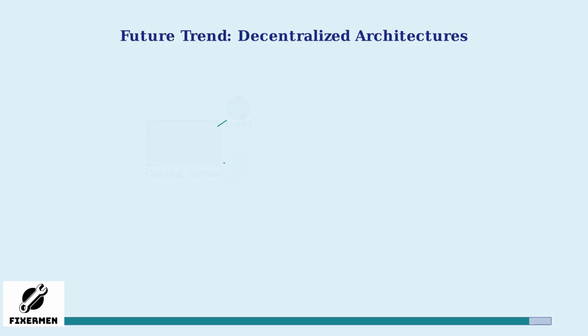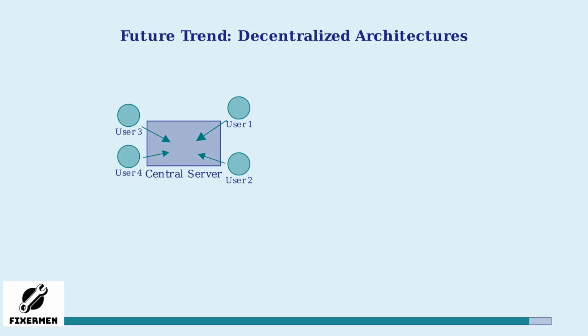Looking ahead to 2028, blockchain-inspired decentralized architectures promise to eliminate server errors by distributing the network load across thousands of user devices instead of relying on a single central server. In traditional centralized systems, if the main server fails, all users lose connectivity. This single point of failure creates the "unable to connect to server" errors we've discussed.